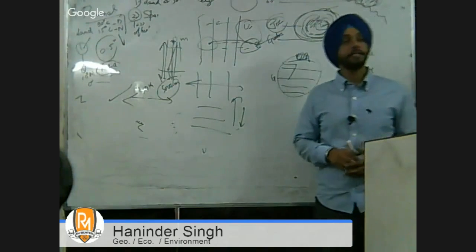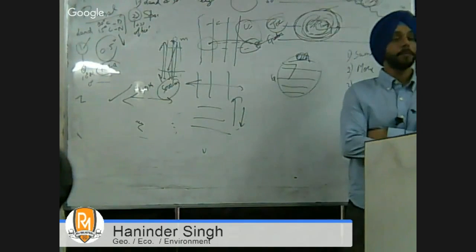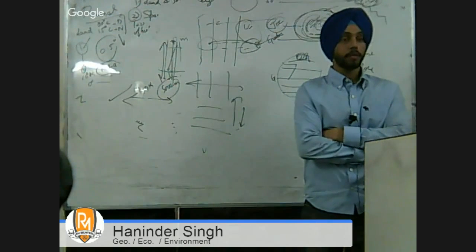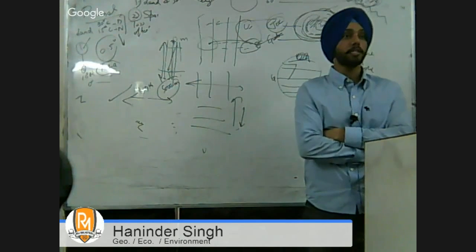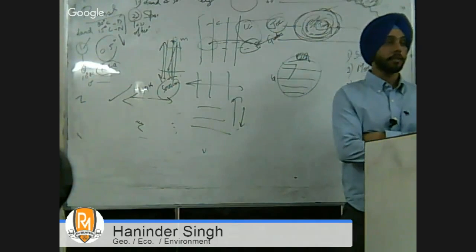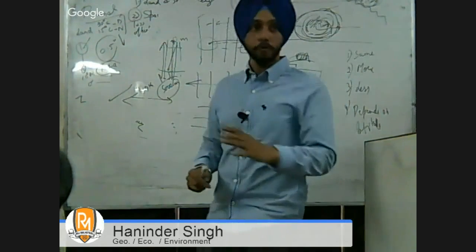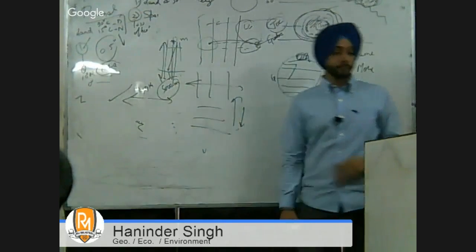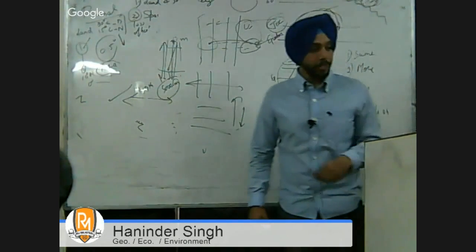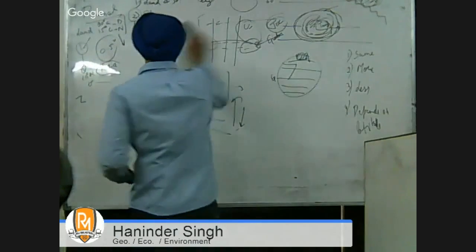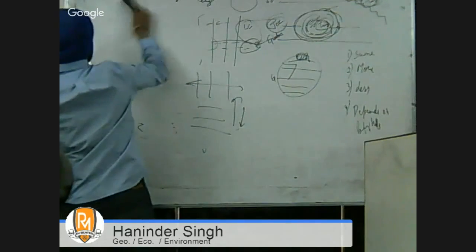Then third layer is 1000 meters to ocean floor. 1000 meters to depth of ocean floor, which can be 5,000 meters. Here temperature of water is close to zero.